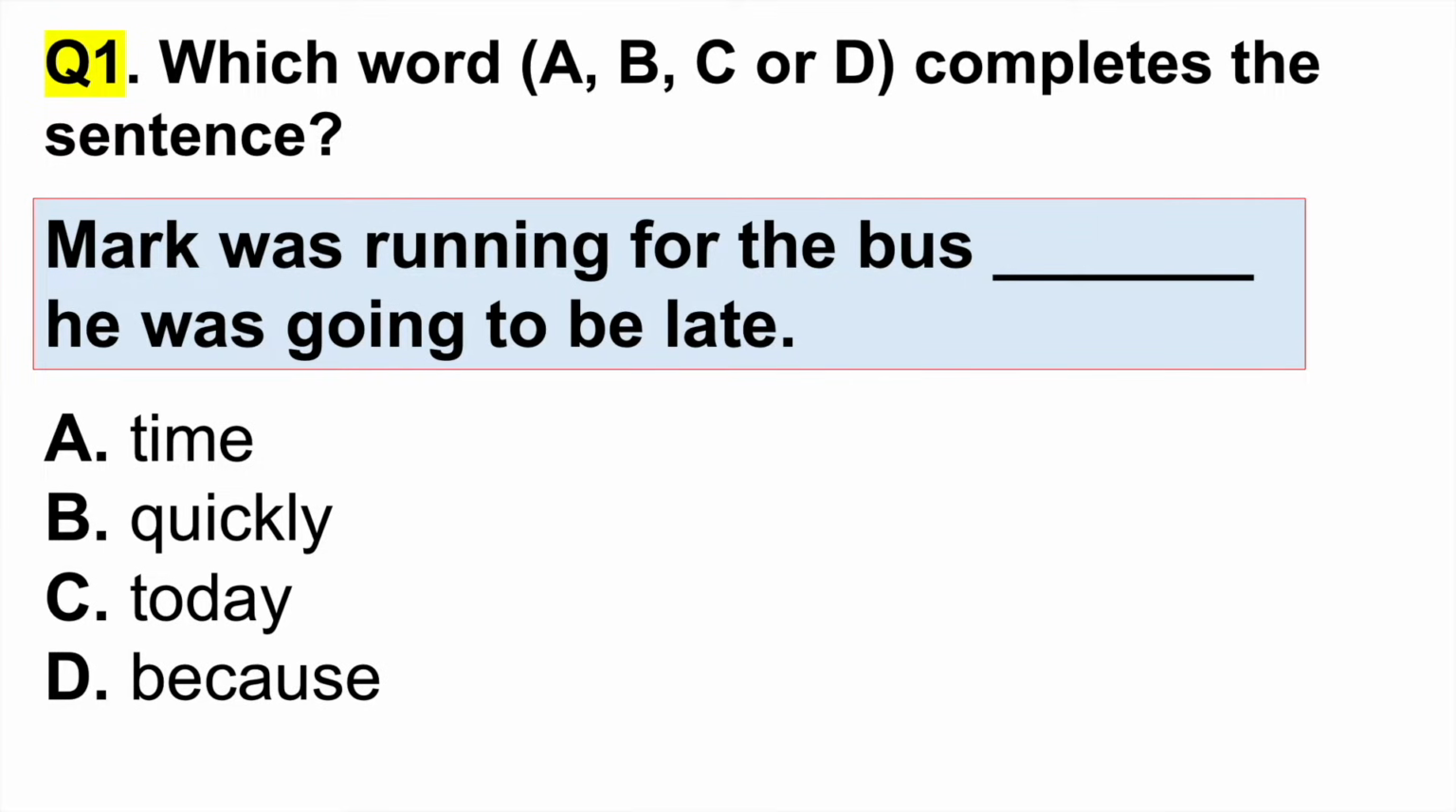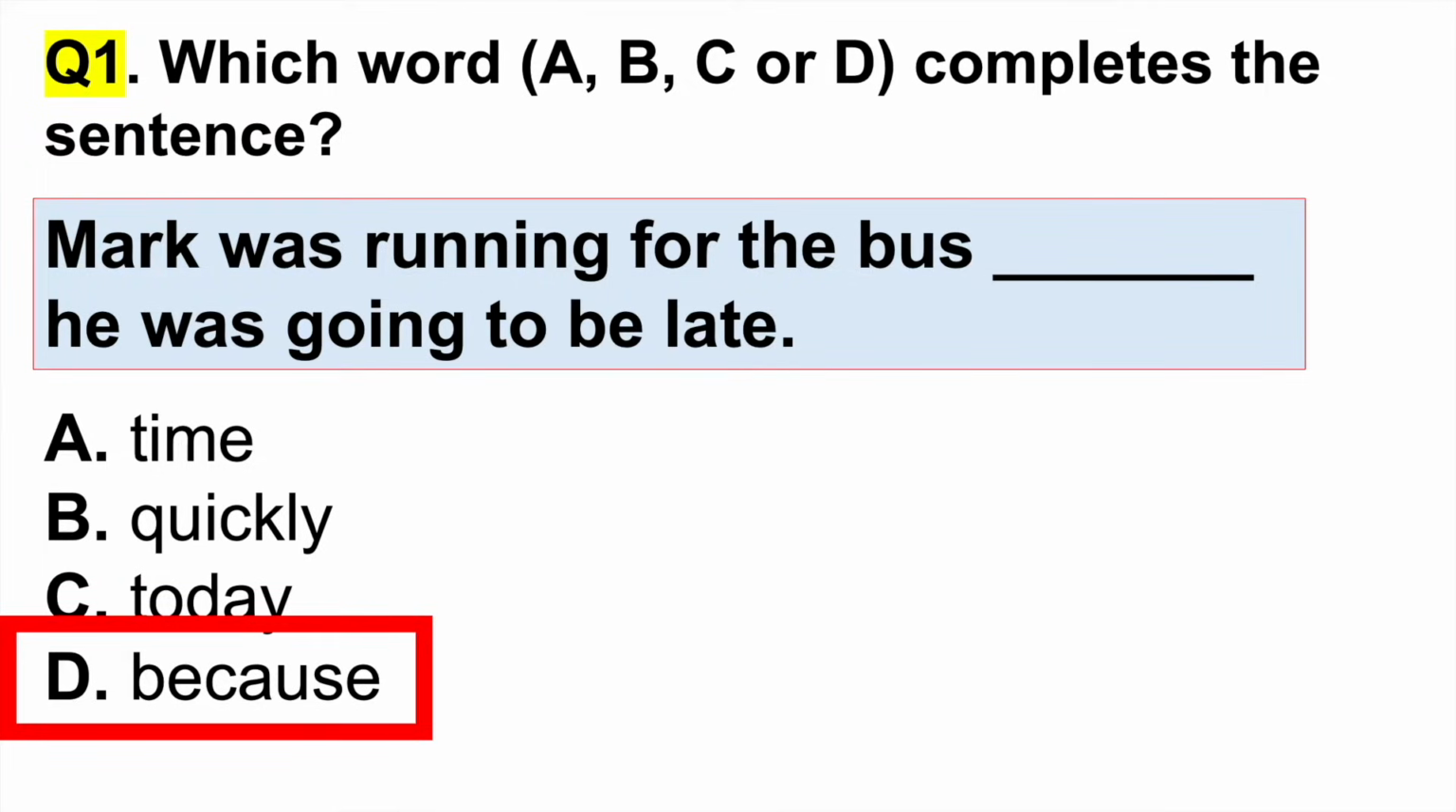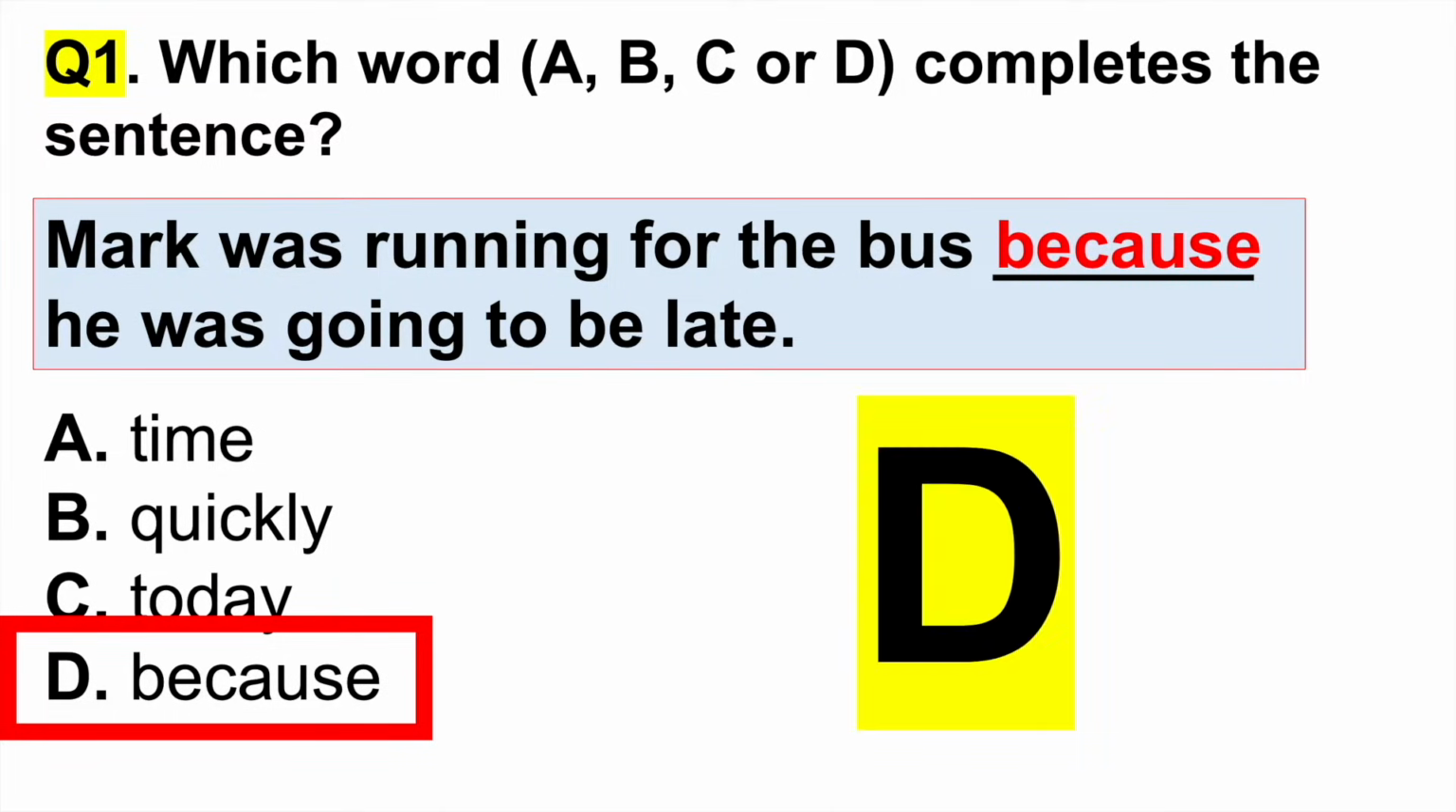Well, it's not time, because that doesn't make sense. Mark was running for the bus, time, he was going to be late. It's not quickly either. Mark was running for the bus quickly, he was going to be late. There would need to be a full stop after quickly for it to make sense. Mark was running for the bus quickly, full stop, he was going to be late. It's not C either, but it is D. Mark was running for the bus because he was going to be late. So the correct answer is D, because.